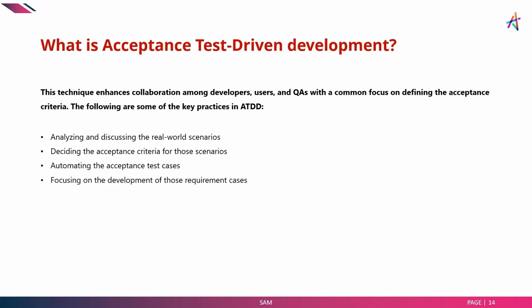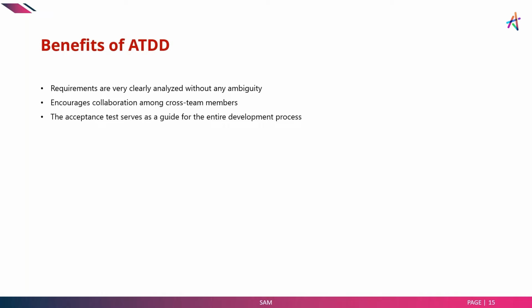So these are all ATDD, all right? That's a little tongue twister for me. And benefits of ATDD: requirements are very clearly analyzed without any ambiguity, and it encourages collaboration between the team. And acceptance tests serve as a guide for the entire development process, right?